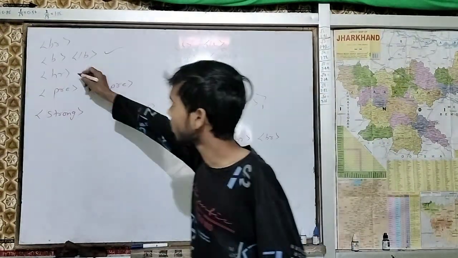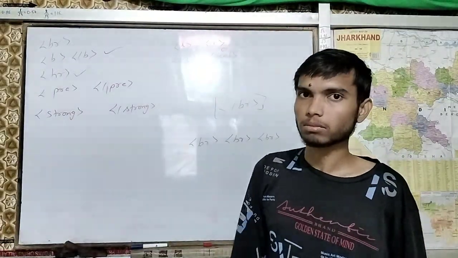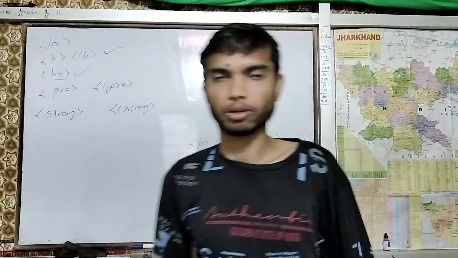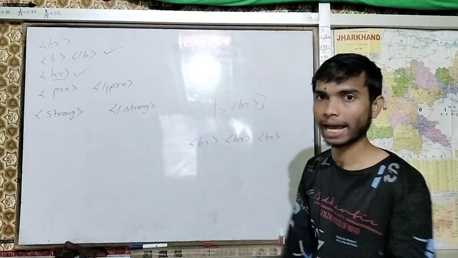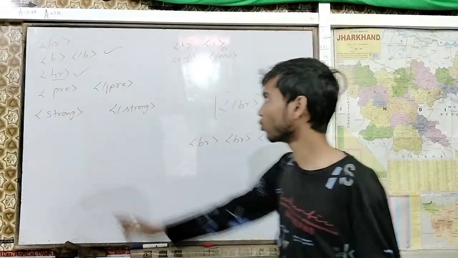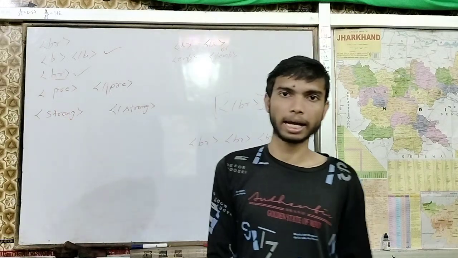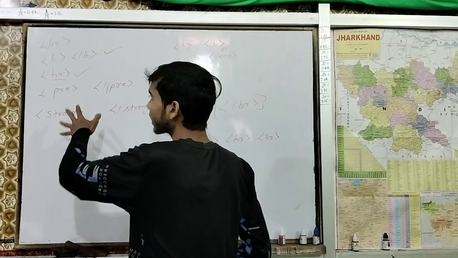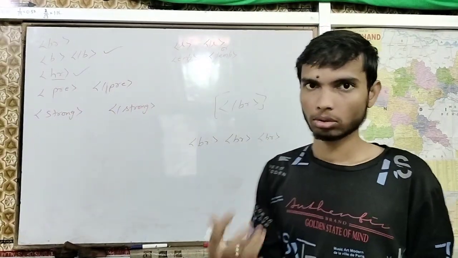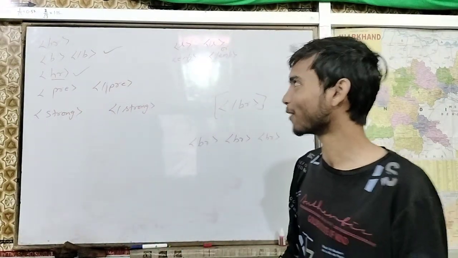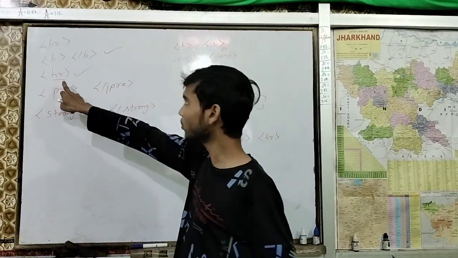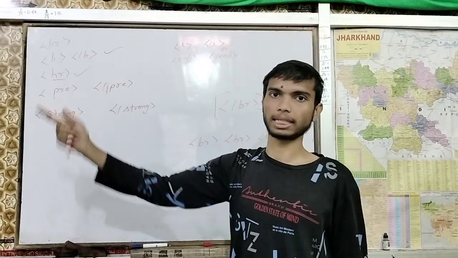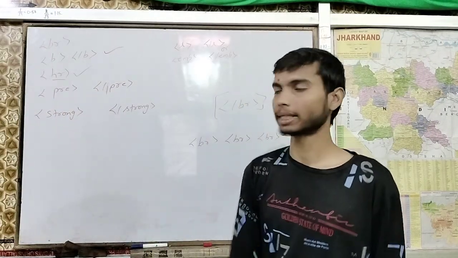Now next, HR. HR stands for horizontal. Here we will have a line. When we use this HR tag, it will give us a line. So the HR tag is used to bring a line on our website. Don't use an ending tag for this HR. It's a self-ending tag.